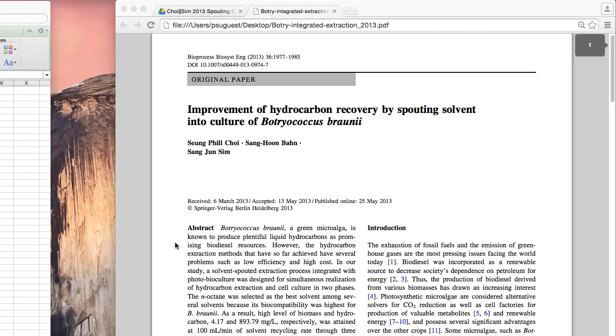The paper here is about Botryococcus, which is the hydrocarbon-producing algae. What they do here is they take the cells and add a hydrocarbon layer to the top. It's an octane layer. What that does is it extracts the oil, and then they can recover the oil, replenish the media, and do this repeatedly. So what it represents is a repeated integrated extraction type experiment. That's the basis of it.